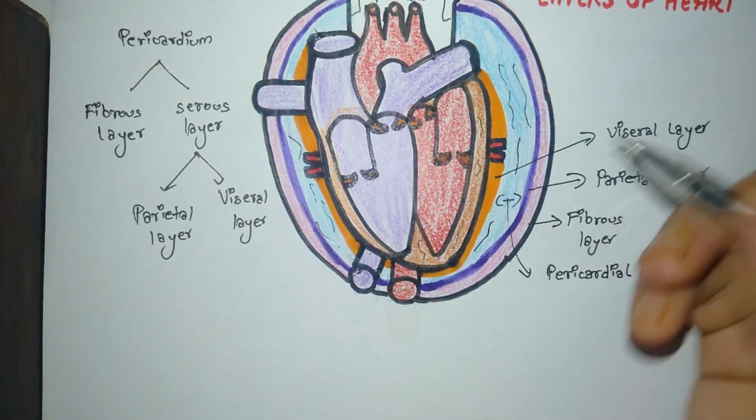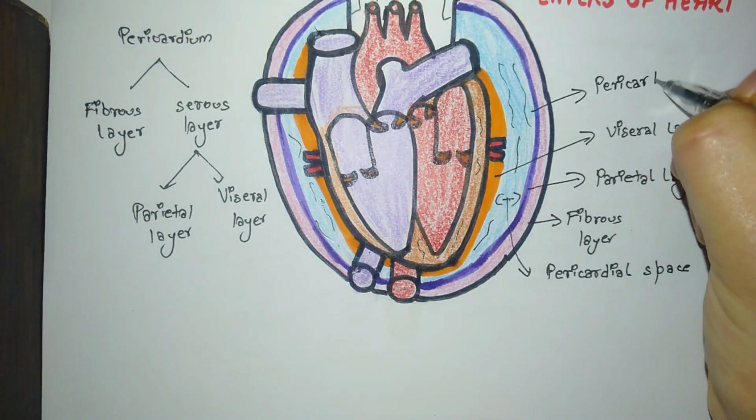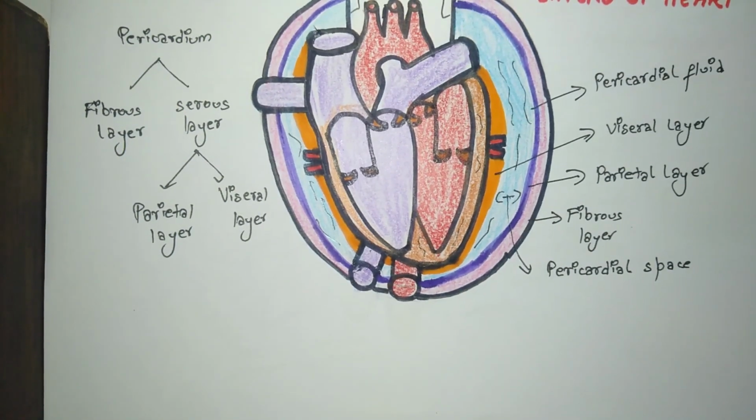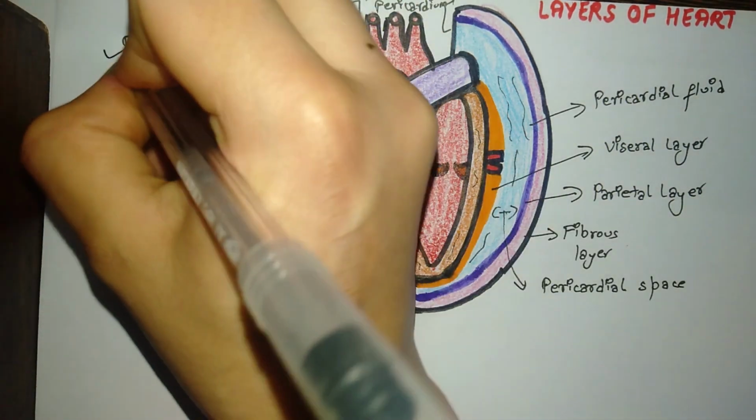So the name of the fluid is the pericardial fluid. There is about 15 to 50 ml of pericardial fluid in our heart. And the main function of this pericardial fluid is that it reduces the friction so that there will be smooth contraction and relaxation of the heart. So we discussed the pericardium here.